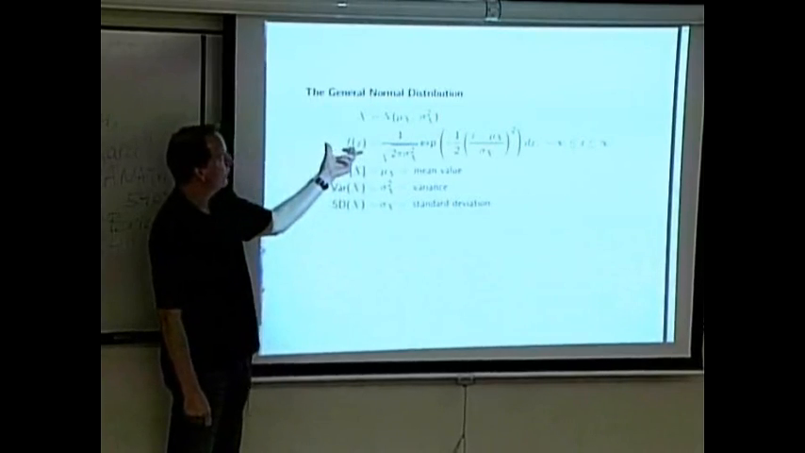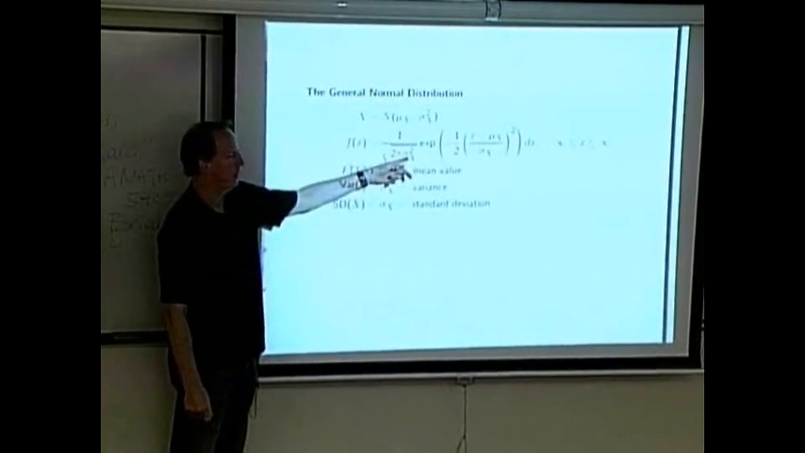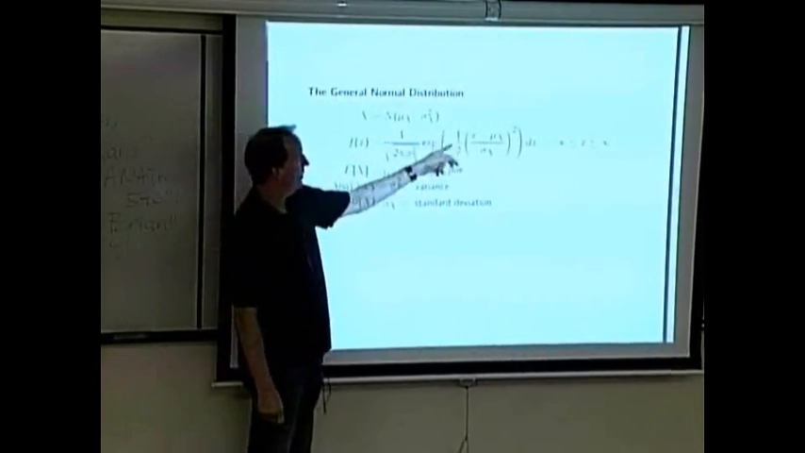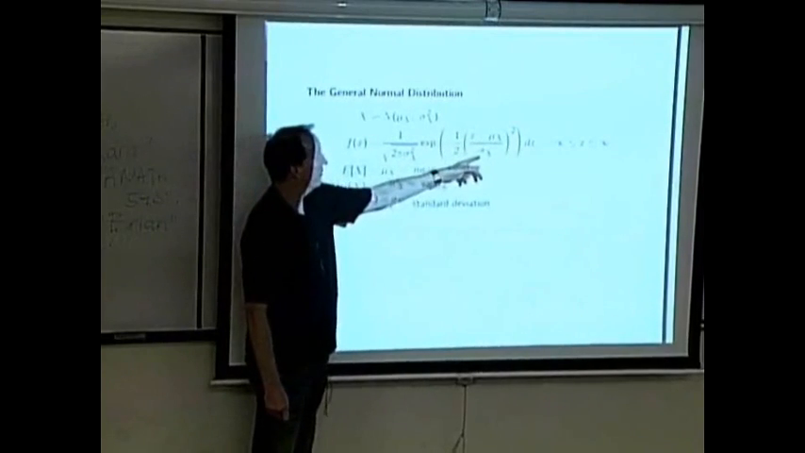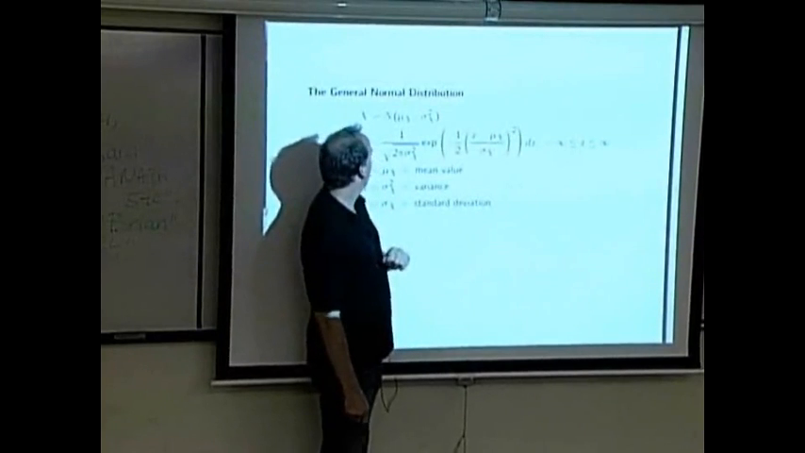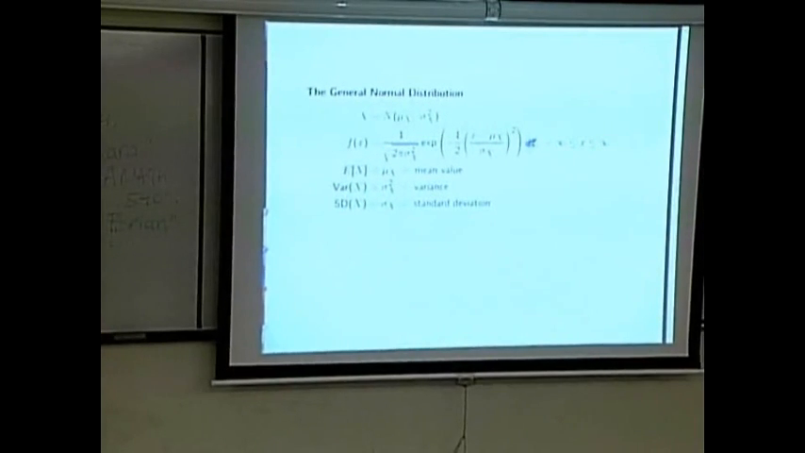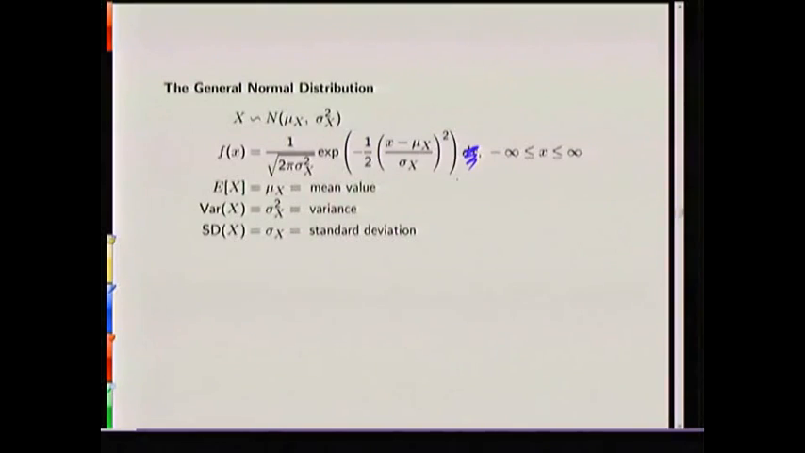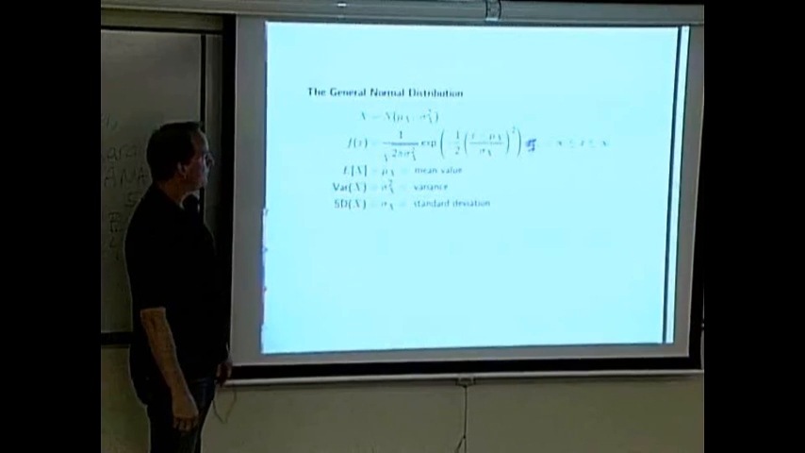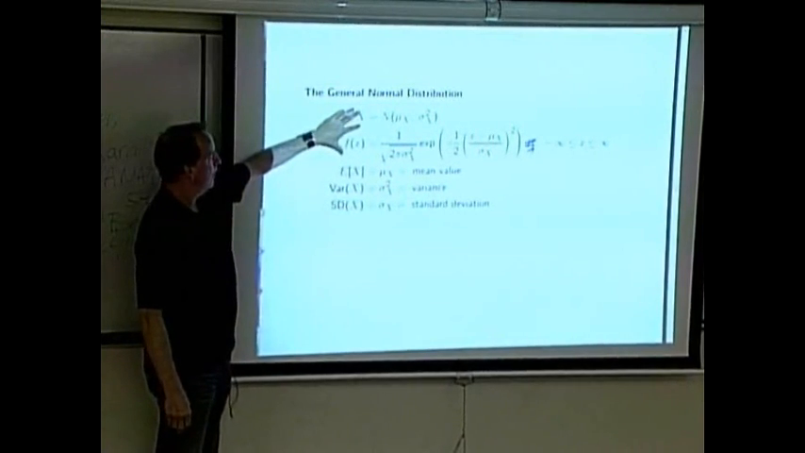The probability curve for the general normal is 1 over the square root of 2 pi sigma squared times the exponential of minus 1/2 times x minus the mean, divided by sigma, all this quantity squared. And this goes from minus infinity to infinity. So this is the general bell curve.